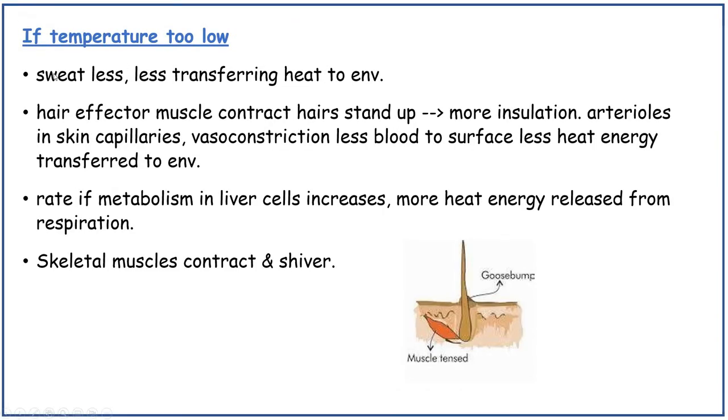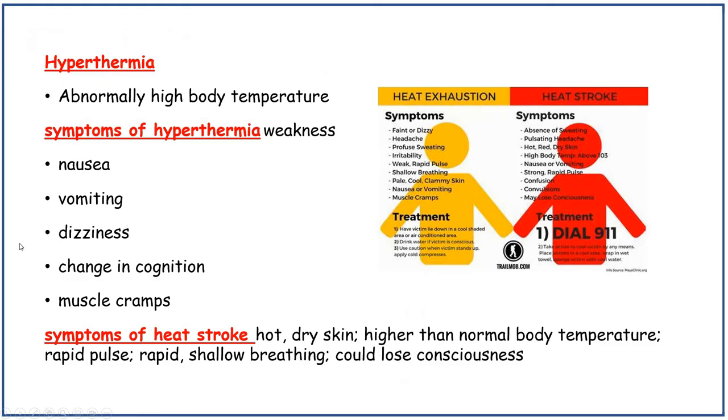Again, if the temperature is too low, we sweat less, so less heat is transferred to the environment. The hair effector muscles contract and stand up, which means there's more insulation. Arterioles and the skin capillaries vasoconstrict, so less blood goes to the surface, so less heat energy is transferred to the environment. The rate of metabolism in the liver cells increases, so more heat energy is released from respiration. Skeletal muscles contract and shiver.